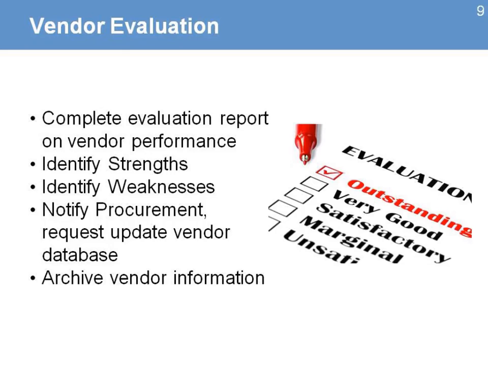The next step is a vendor evaluation. Most organizations will have that. You need to complete an evaluation report on the vendor performance. You need to identify the strengths and the weaknesses. You notify procurement and request to update the vendor database. That means that the report now needs to reflect the current and latest information on that specific vendor. And then you archive all the vendor information, all the communications, the letters, the contracts, the changes to the contract. All of that will become part of the project records.